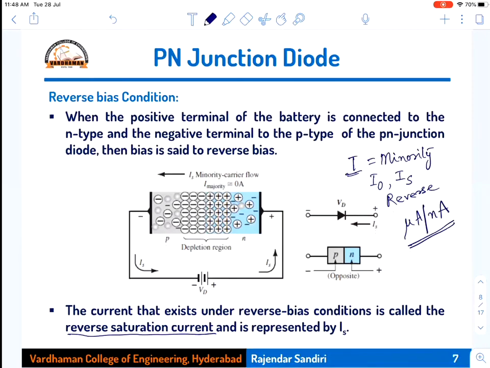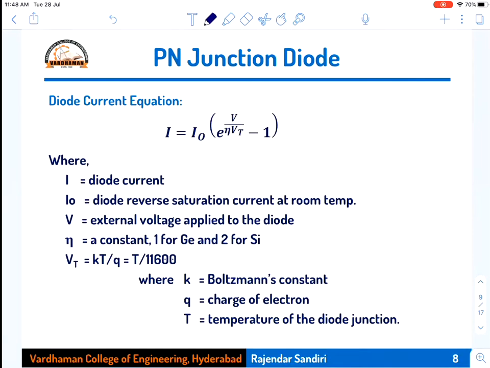When it comes to reverse bias, the depletion region width widens and the barrier potential also increases, therefore majority charge carriers cannot cross; minority charge carriers cross the junction. Minority charge carriers are very small in number, so the current is almost zero, or very small, of the order of microamperes or nanoamperes. That reverse current is also called reverse saturation current, denoted by I naught and IS. Okay, this is all about diode operation.